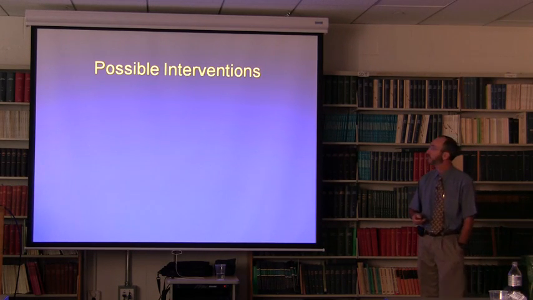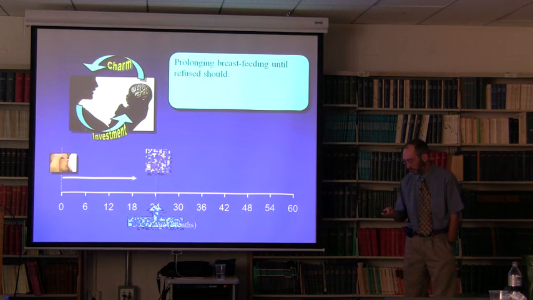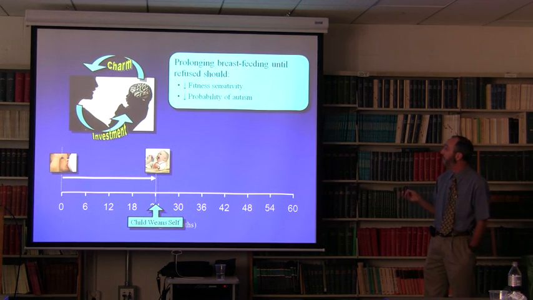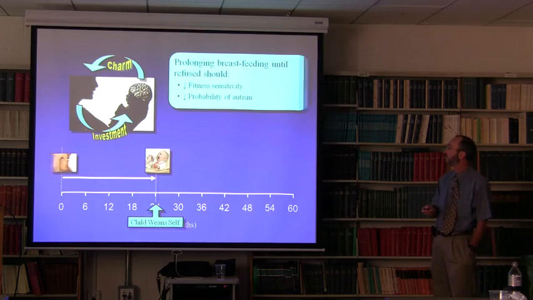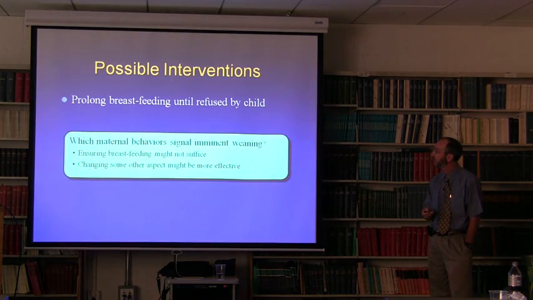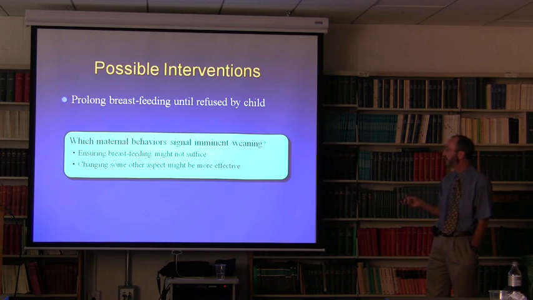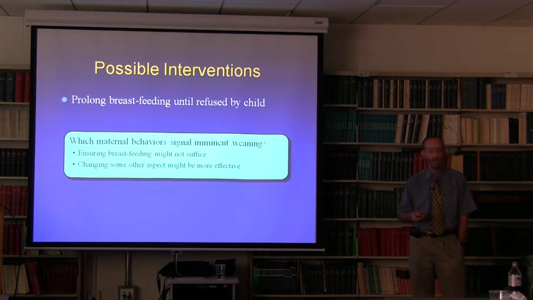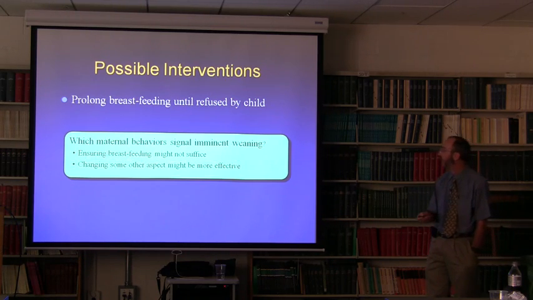It also suggests possible intervention. Prolonged breastfeeding should do the opposite. Prolonged breastfeeding, until refused, should decrease fitness sensitivity and decrease the probability of autism. But we don't know which maternal behaviors signal imminent weaning. So ensuring breastfeeding might not suffice. We might have to change some other aspect to make this approach effective.